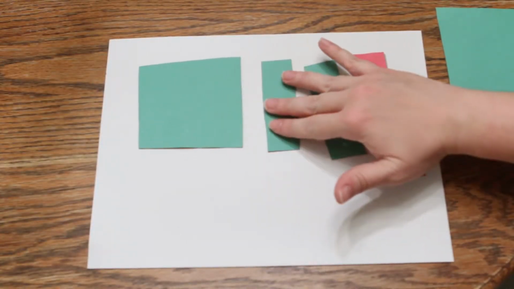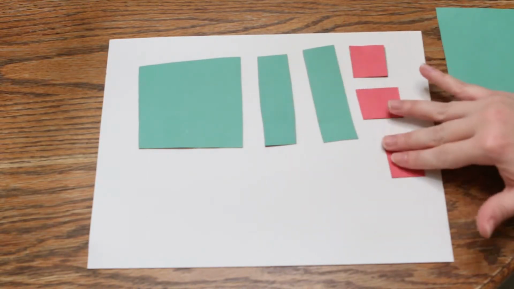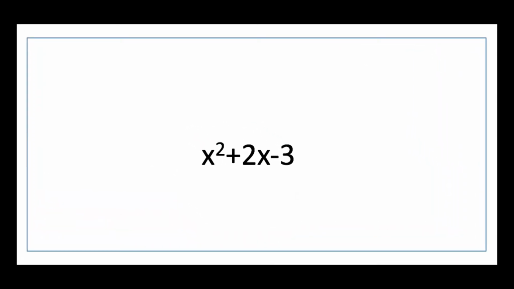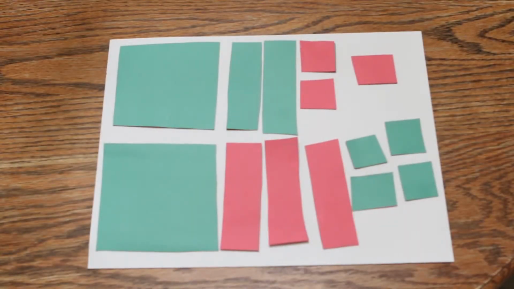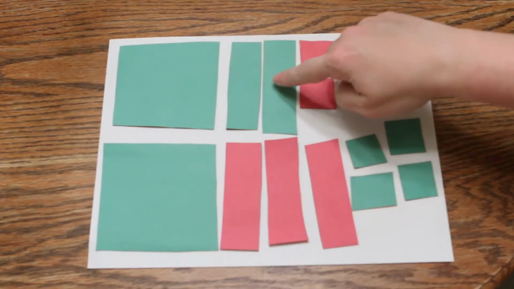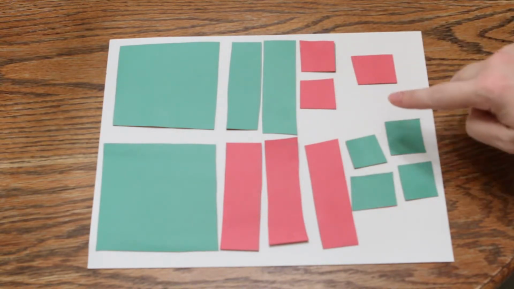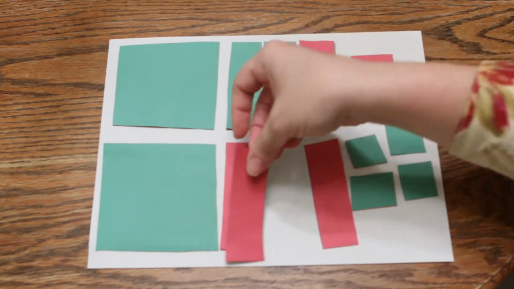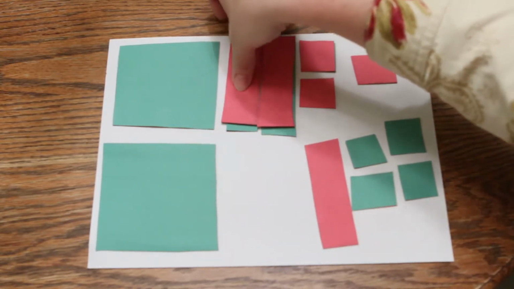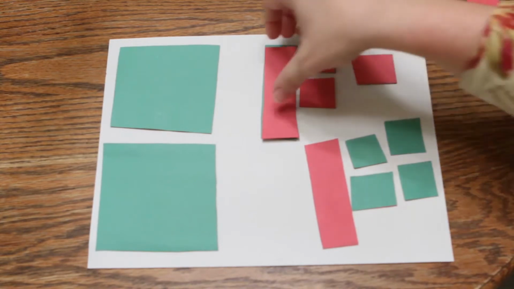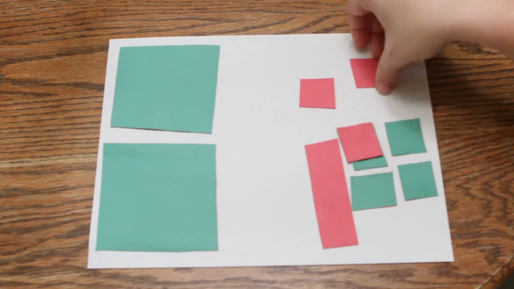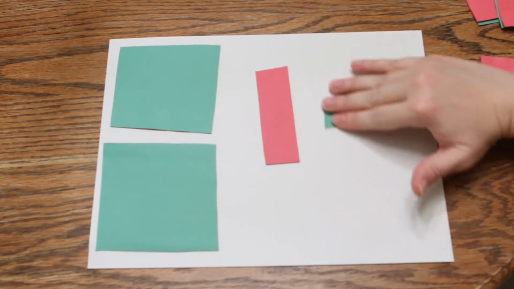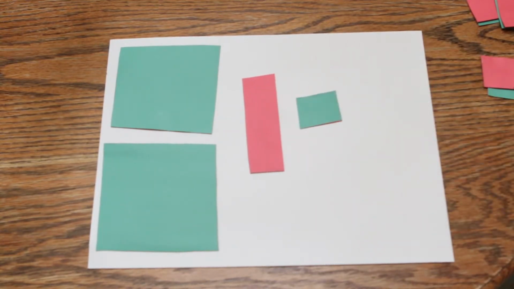Now we can model a polynomial. These tiles represent x squared plus 2x minus 3. We're going to add x squared plus 2x minus 3 to x squared minus 3x plus 4. Remember that a red tile cancels out a green tile. Our new polynomial is 2x squared minus x plus 1.